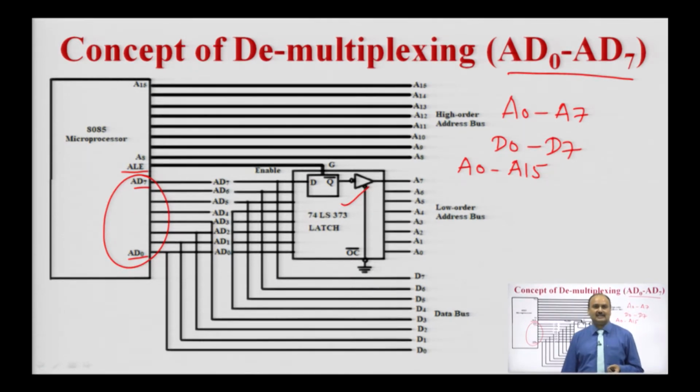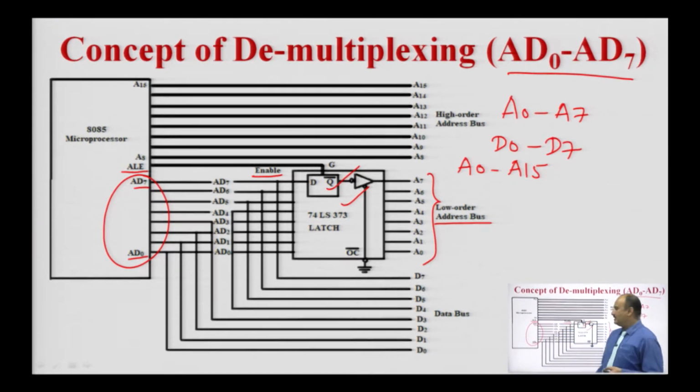74LS373. Each latch IC consists of D type flip flops as internal circuitry. So, this is the D type flip flop as internal circuitry. During the T1 state the microprocessor will generate the ALE signal. With the help of the ALE signal, the microprocessor will enable the latch. Once the latch is enabled, it passes the information from input to output. So, when the latch is enabled with the help of the ALE signal, the latch passes the information from input to output, and the lines will carry the address. This address is called the low order address on the A0 to A7 address lines.